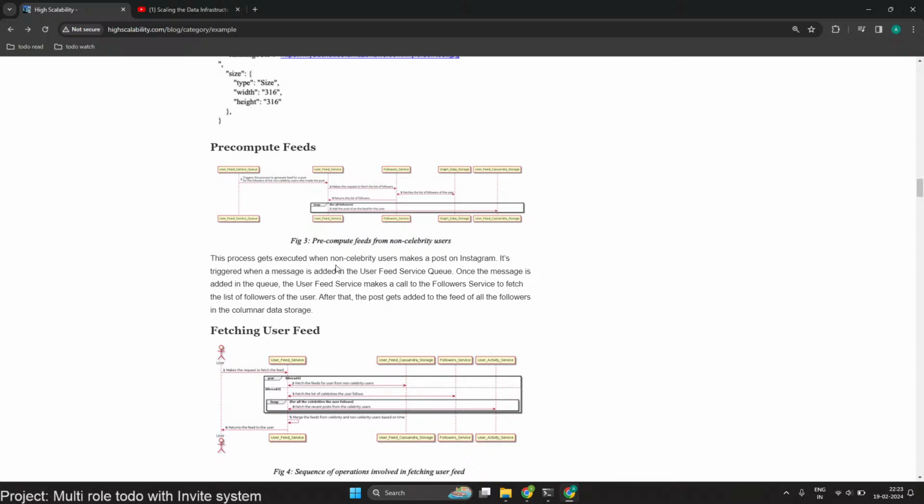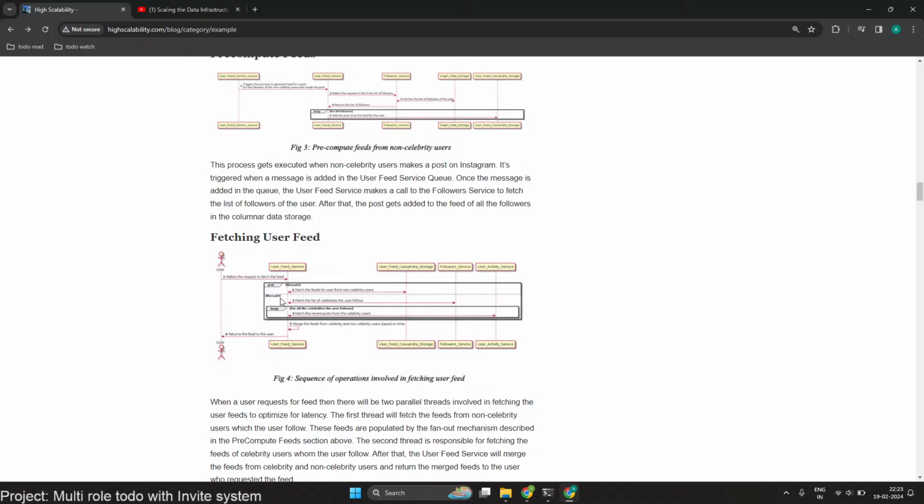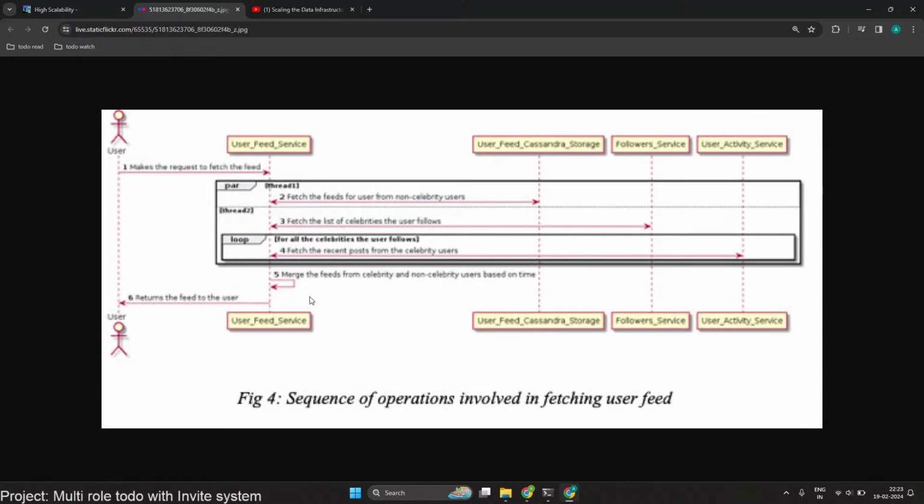When a user service queue posts, the message is added. The user feed service makes a call to the follower service to fetch the list of followers of the user, and after that the post gets added to the feed of all the followers in a cache. Fetch user post feed, sorry. The user feed service sends a request to the follower service.